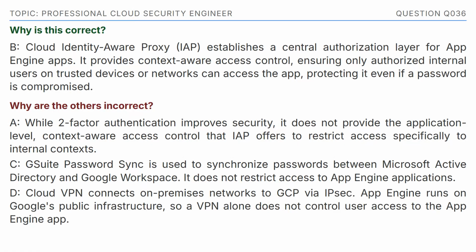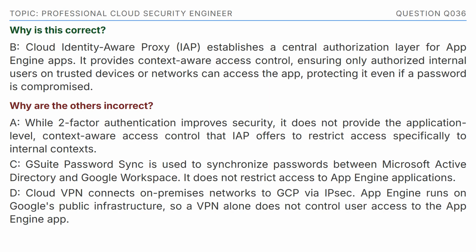Why is this correct? B. Cloud Identity-Aware Proxy, IAP, establishes a central authorization layer for App Engine apps. It provides context-aware access control, ensuring only authorized internal users on trusted devices or networks can access the app, protecting it even if a password is compromised.